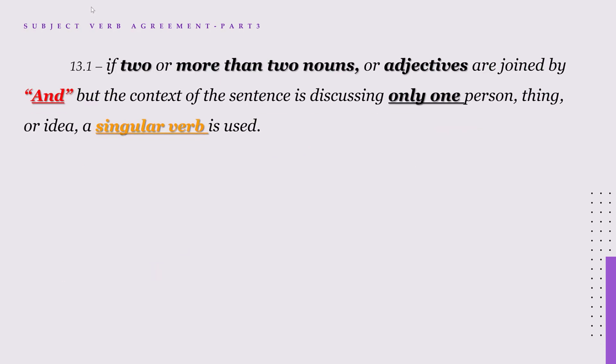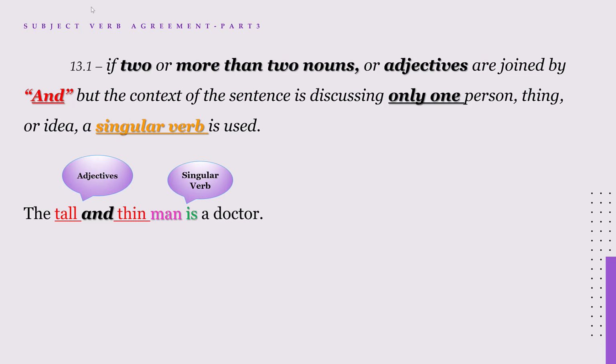If two or more nouns or adjectives are joined by and, but the context of the sentence is discussing only one person, thing, or idea, a singular verb is used. The tall and the thin man is a doctor. Here, tall and thin are adjectives that describe the man. The subject of the sentence is a single man, so the singular verb is used to maintain subject-verb agreement.